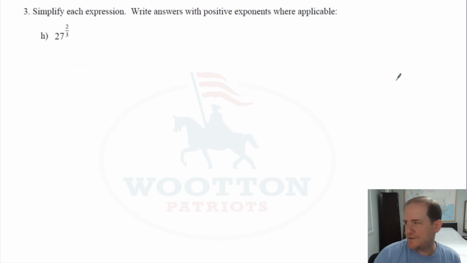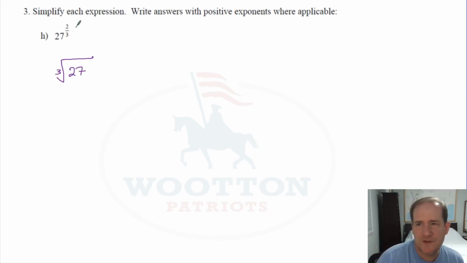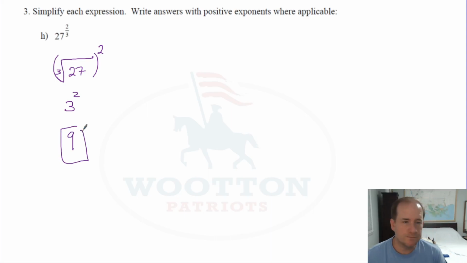H. H is another easy one because I've already talked our way through this. If you were going to simplify this, remember the denominator becomes a root. We're doing a cube root. And we're doing the cube root of our base, which is 27. And then you've got your choice. Do you want to square the 27 and then take the cube root? Or do you want to take the cube root and then square the result? Clearly squaring the result is the smarter thing, because cube root of 27 is 3. And I can square 3 and get 9. That's it.